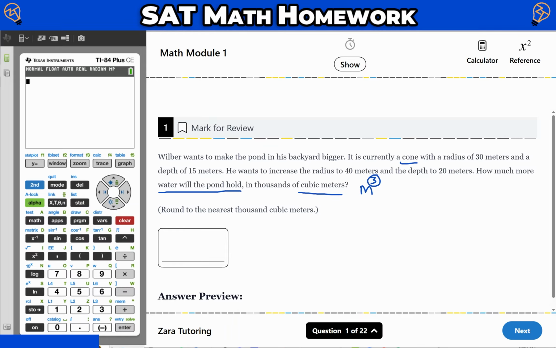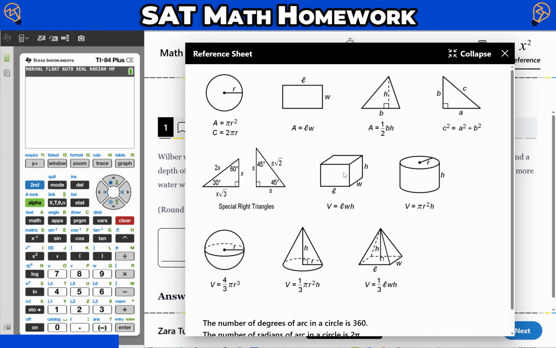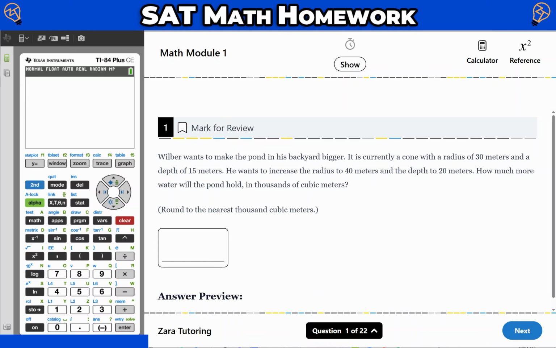Now, more specifically, they're talking about a cone. So when we pull up the reference document that is provided to us, we can see that the volume of a cone is 1/3 pi r squared h. So we'll go ahead and write that out. Volume equals 1/3 pi r squared h.